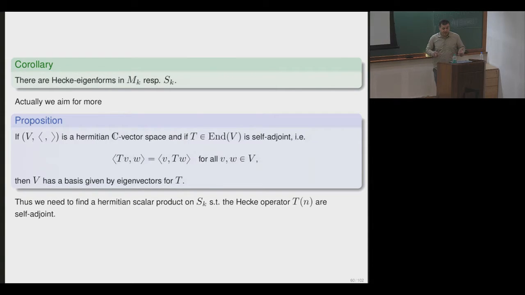And the point is, again, linear algebra. If we have a vector space with a Hermitian scalar product, and we have operators that are self-adjoint with respect to this, then we find a basis of eigenvectors. So a priori, we only know there are some eigenvectors, but once we have found a scalar product with the appropriate properties, then we will get a basis of eigenvectors.